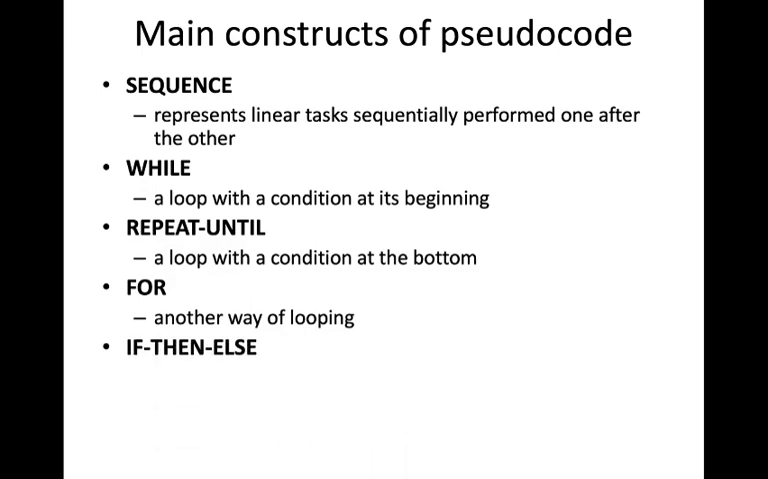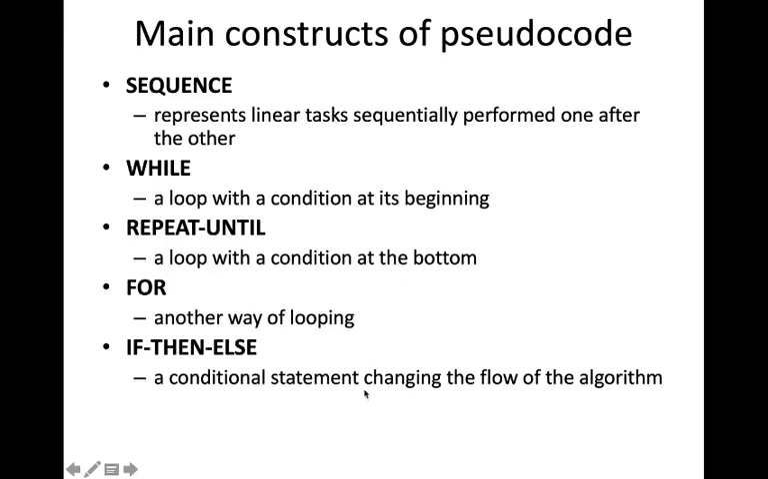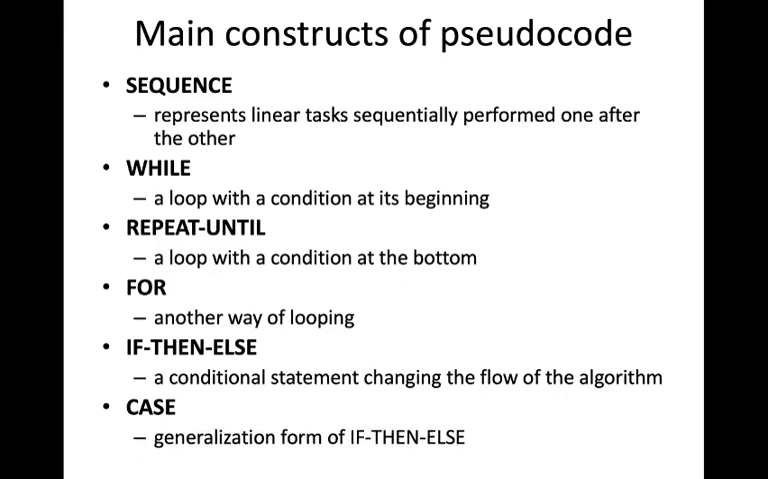Then we have if then else. We have already seen in algorithms you check if the remainder is 0, like that. So in those cases when you write the pseudocode, you can use this construct if then else. It is a conditional statement changing the flow of the algorithm. Then we have case also. It is a generalized form of if then else. If we want to have multiple conditions, then we can use case. We will see the examples, then you will understand. So these are the main constructs of pseudocode. You should follow these constructs when you write pseudocode, so that will be better.